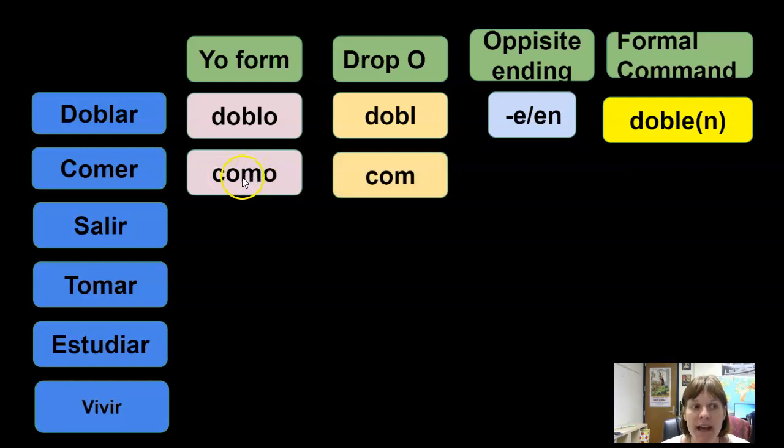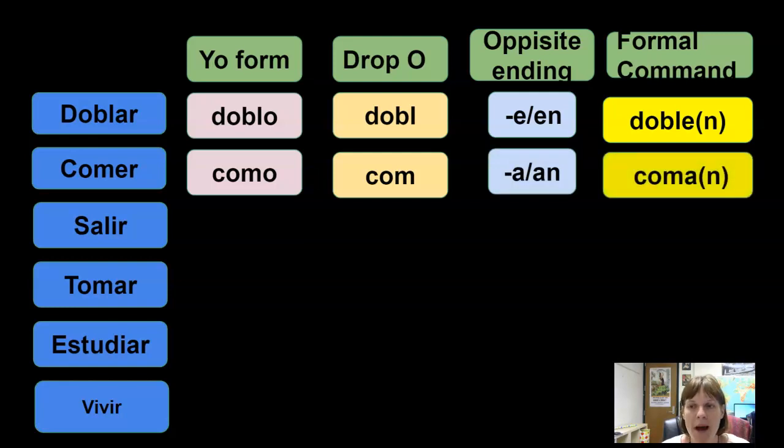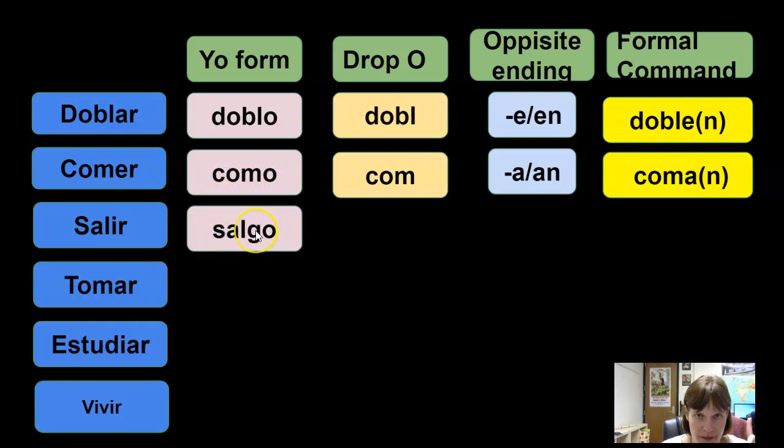Okay, vamos a continuar. So comer, como, you drop the O, you would have C-O-M. And then the opposite endings for ER verbs are A or AN. So can you put the command together? It would be coma or coman. Our next one, salir. So salir in the yo form, and we'll go over this again later in the lesson, and this is why it's important to put it in the yo form, is salgo. And you cannot get that form unless you put it in the yo. Drop the O, and you have salg.